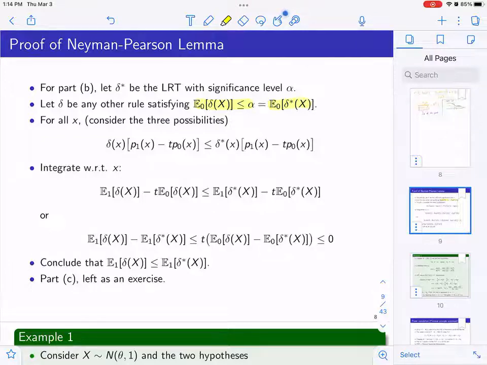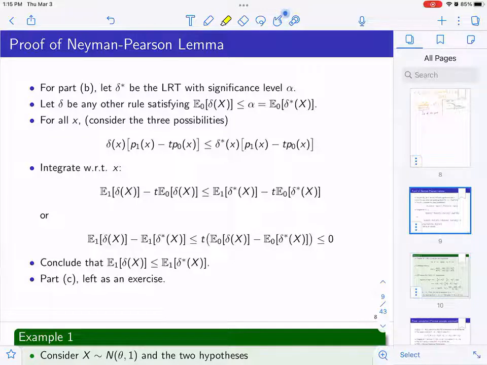So we already know that the significance level of delta should be less than or equal to that of delta star. Then you look at this, you write this inequality, and you see that this holds always. So can anyone justify why this inequality is true?